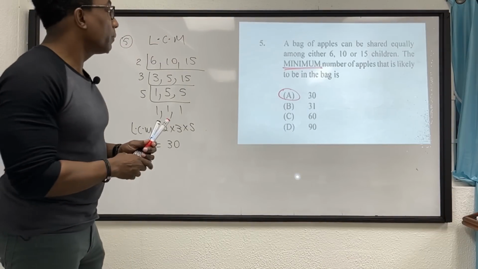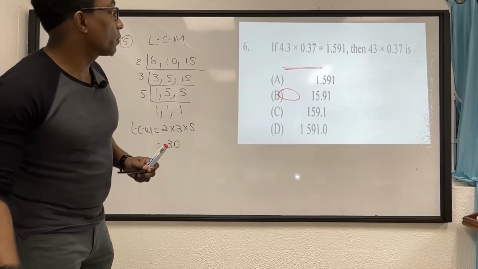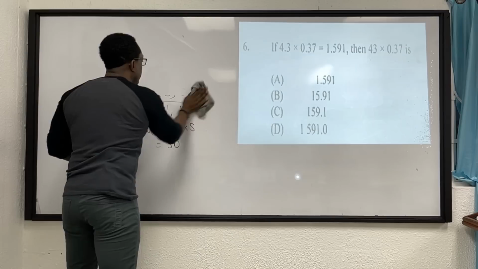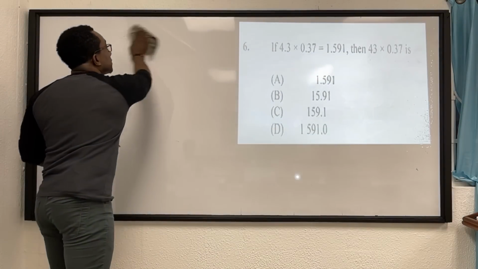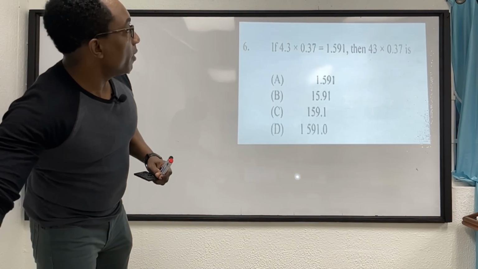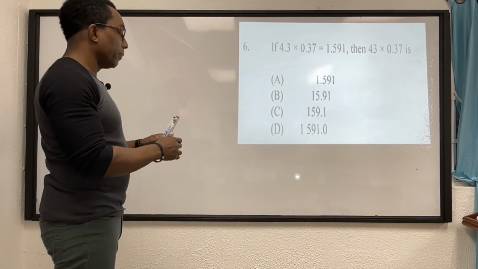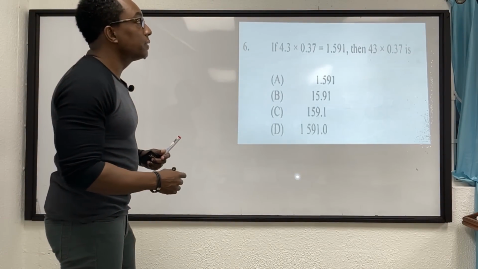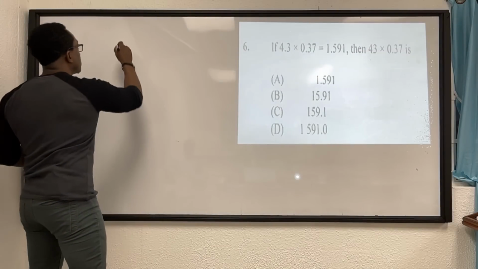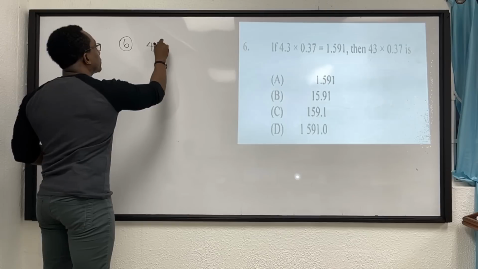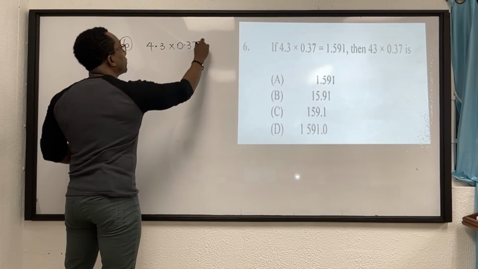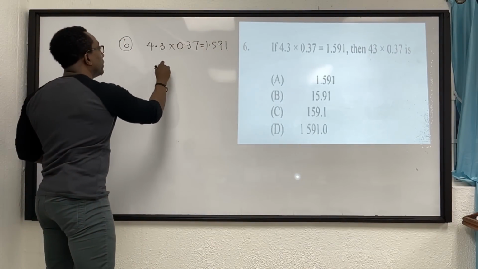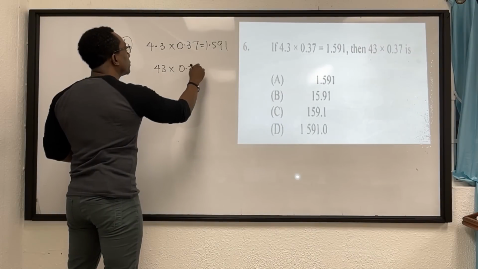Let's move on to question 6. We have here in question 6, if 4.3 multiplied by 0.37 is equal to 1.591, then what is 43 multiplied by 0.37?